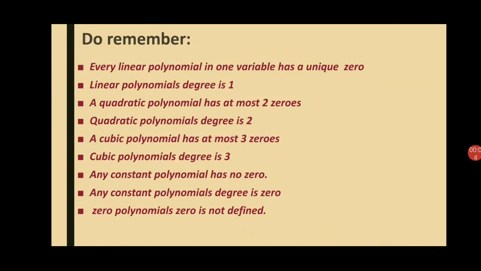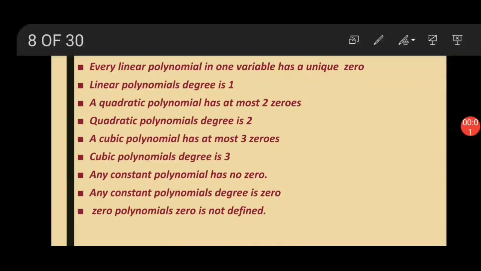Children, now some important notes in front of your screen. Let me read one by one. Every linear polynomial in one variable has a unique zero, meaning it has only one zero, and its degree we know is 1. A quadratic polynomial has at most 2 zeros, meaning maximum it contains 2 zeros, and its degree is 2. A cubic polynomial has at most 3 zeros and its degree is 3. Any constant polynomial has no zero and its degree is 0. A zero polynomial's zero is not defined.